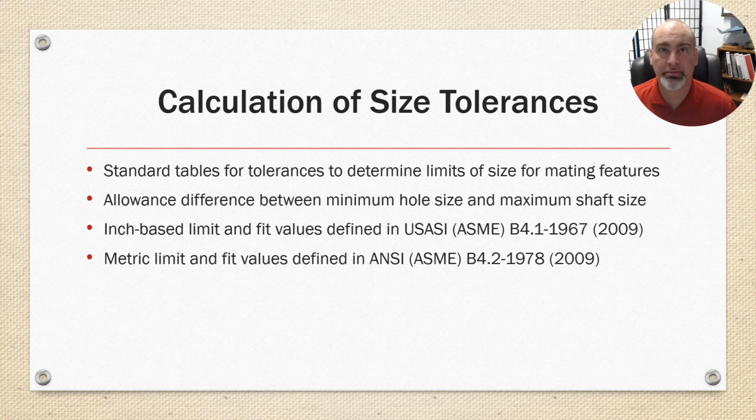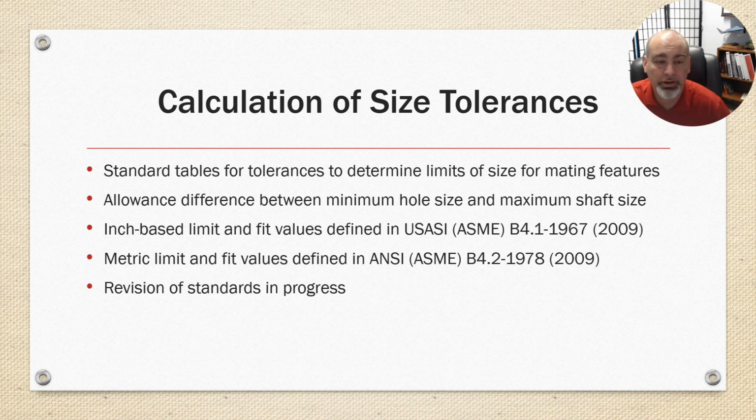The metric limit and fit values, also defined by ANSI, which was taken over by ASME in 2009, were defined in 1978 and haven't changed. B4.2-1978 was the original spec. And apparently they're working on revisions of the standard, but it's been a while, so it seems like they should be revising this.